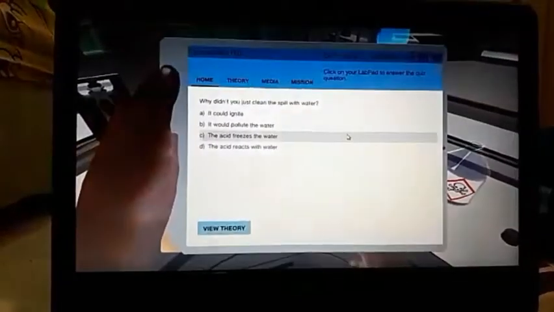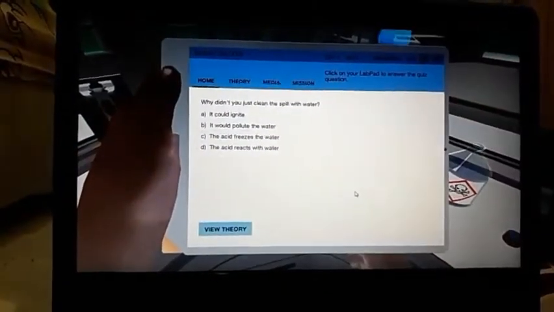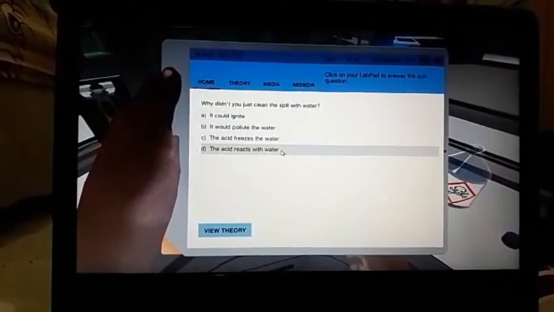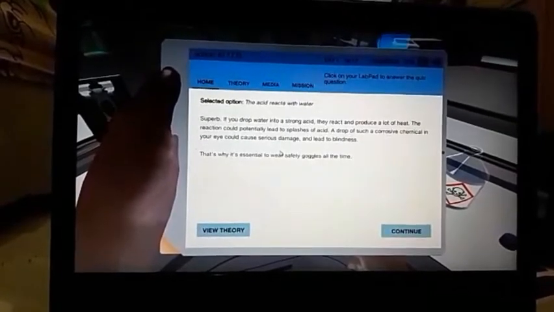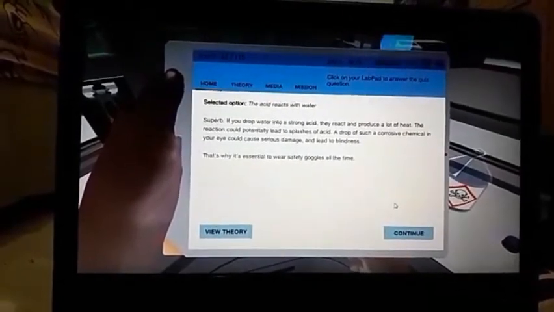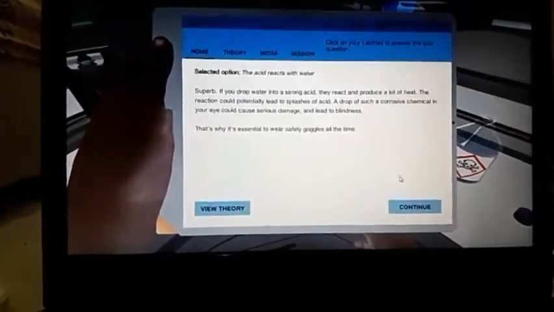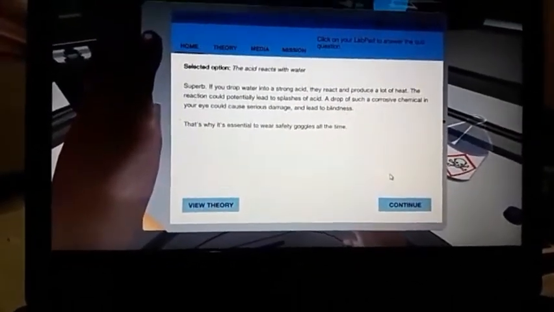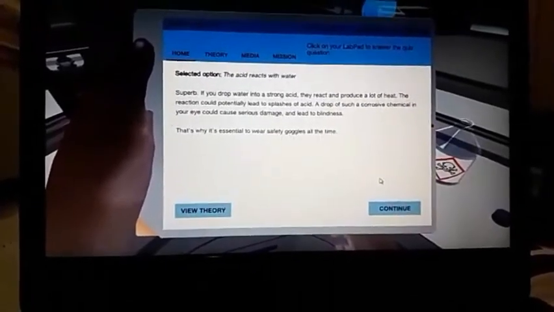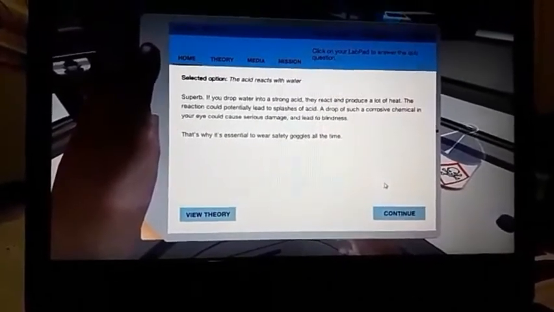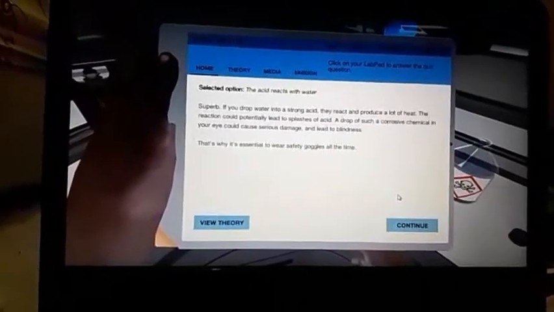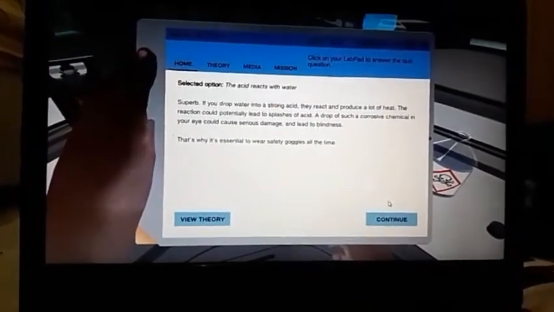Why didn't you just clean the spill with water? Superb. If you drop water into a strong acid, they react and produce a lot of heat. The reaction could potentially lead to splashes of acid. A drop of such a corrosive chemical in your eye could cause serious damage and lead to blindness. That's why it's essential to wear safety goggles all the time.